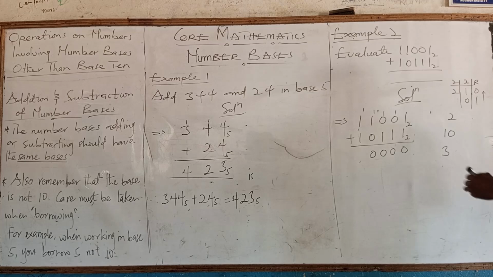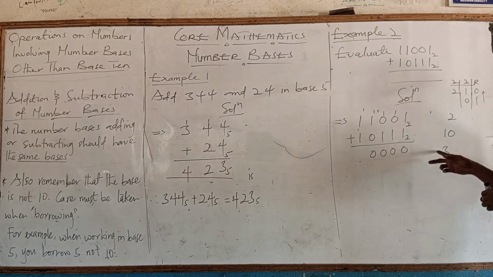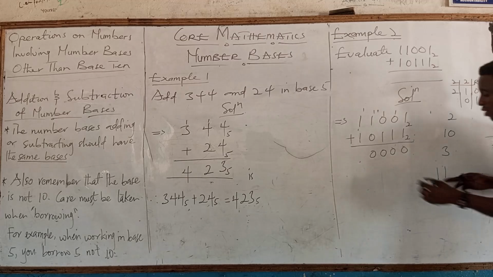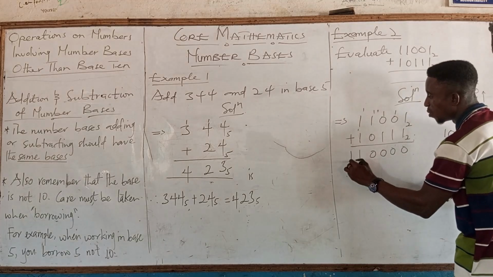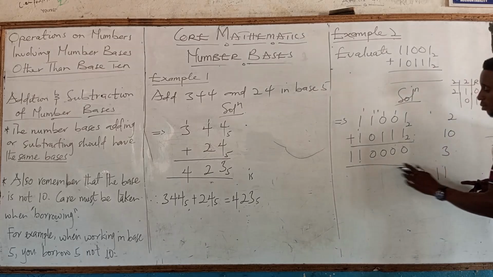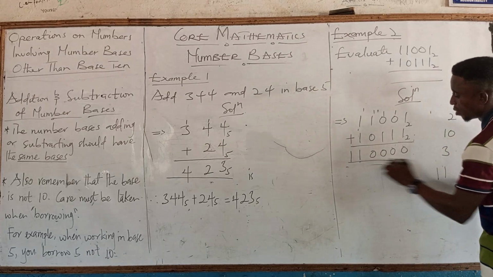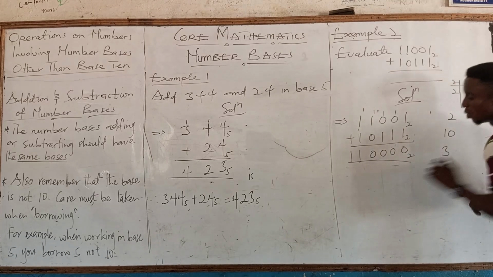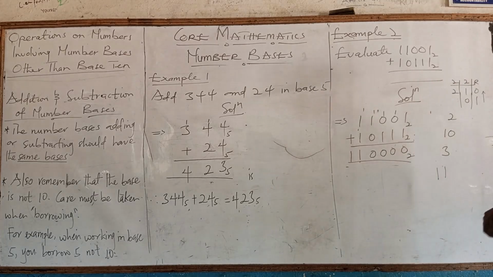So this particular 3, how many groups of 2 can we get from this? That is 1, then remainder 1. So one group of 2 is 1 times 2, then plus 1 will get us the 3. So I'll have 1, 1 base 2. So that is that for now.